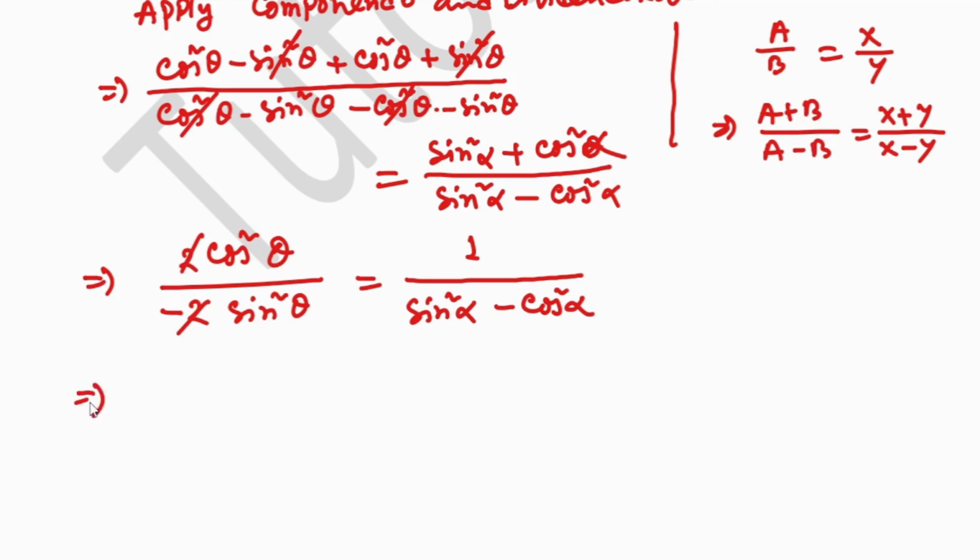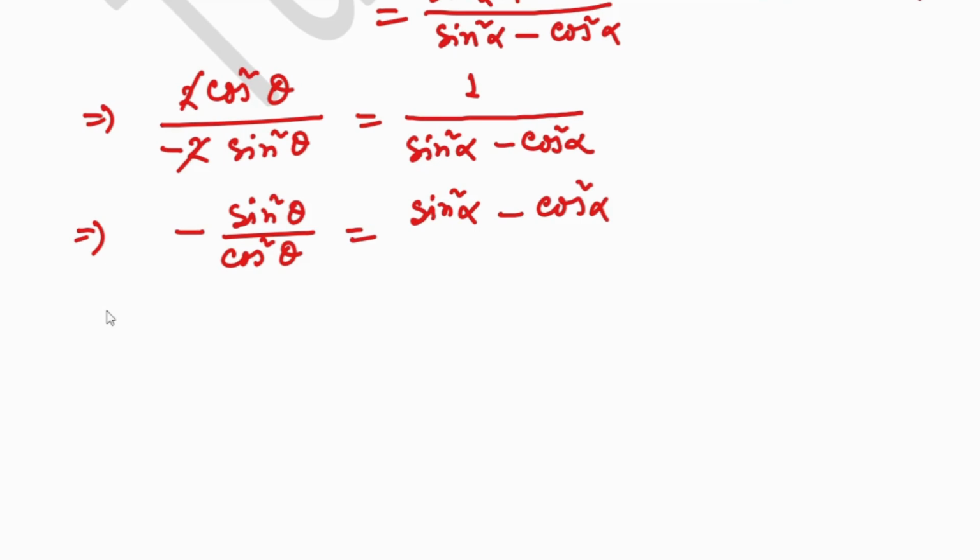After taking the reciprocal in the above equation, we get minus sin square theta divided by cos square theta is equal to sin square alpha minus cos square alpha. We know that sin square theta divided by cos square theta is tan square theta. So we can write minus tan square theta is equal to sin square alpha minus cos square alpha.